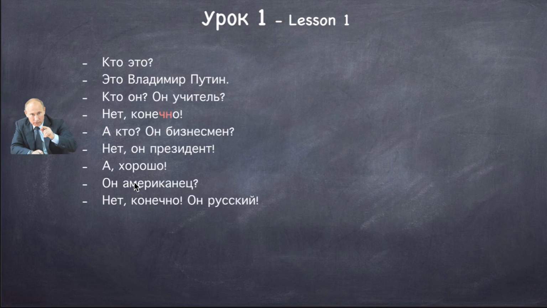Okay, we have this person here we want to talk about. Кто это? Это Владимир Путин. Кто он? Он учитель? Is he a teacher? Нет, конечно. Of course not. Конечно. Notice this combination of consonants. А кто он? Он бизнесмен? Нет. Он президент.